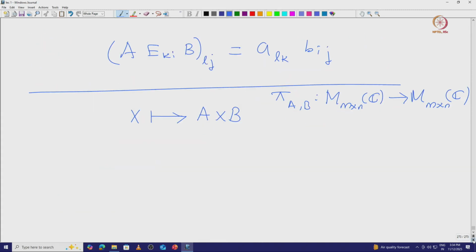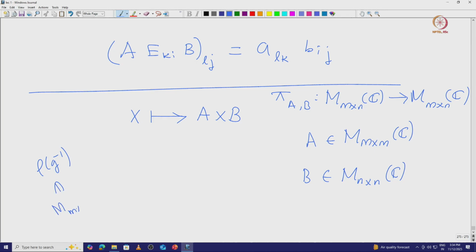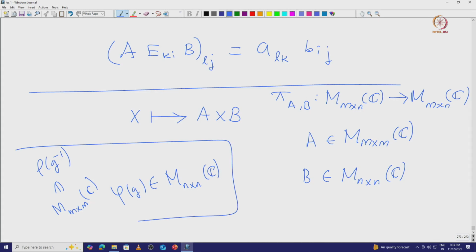Okay. So, this A comes from an m by m matrix, and this B comes from an n by n matrix. Recall that A and B come from rho of G inverse and phi of G. So, rho of G inverse is going to be an n by n matrix, and similarly phi of G is also going to be an n by n matrix. So, that is how we are having this. We want to understand what happens to this pi A B.